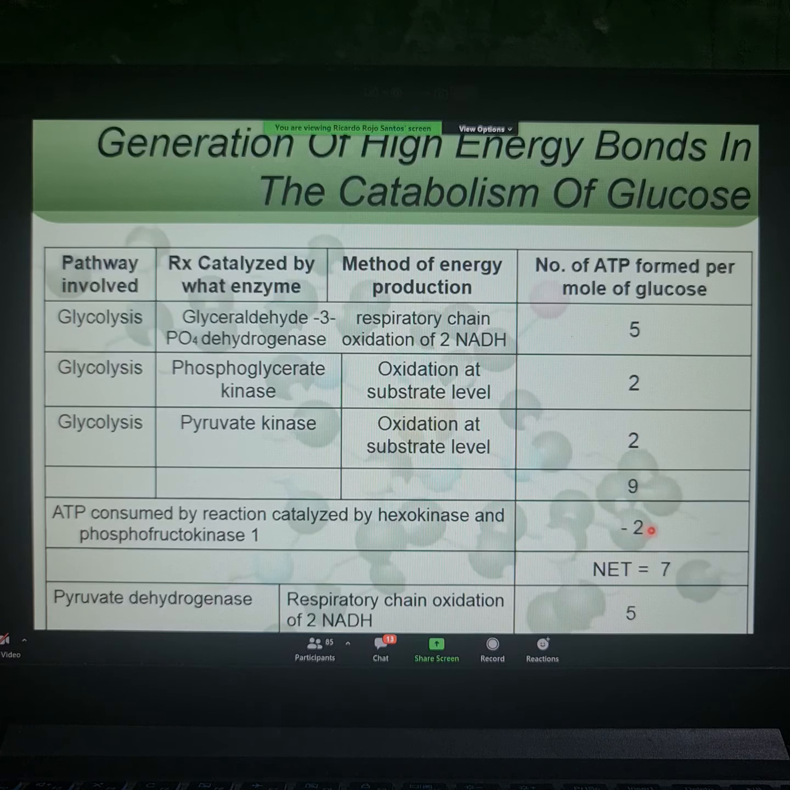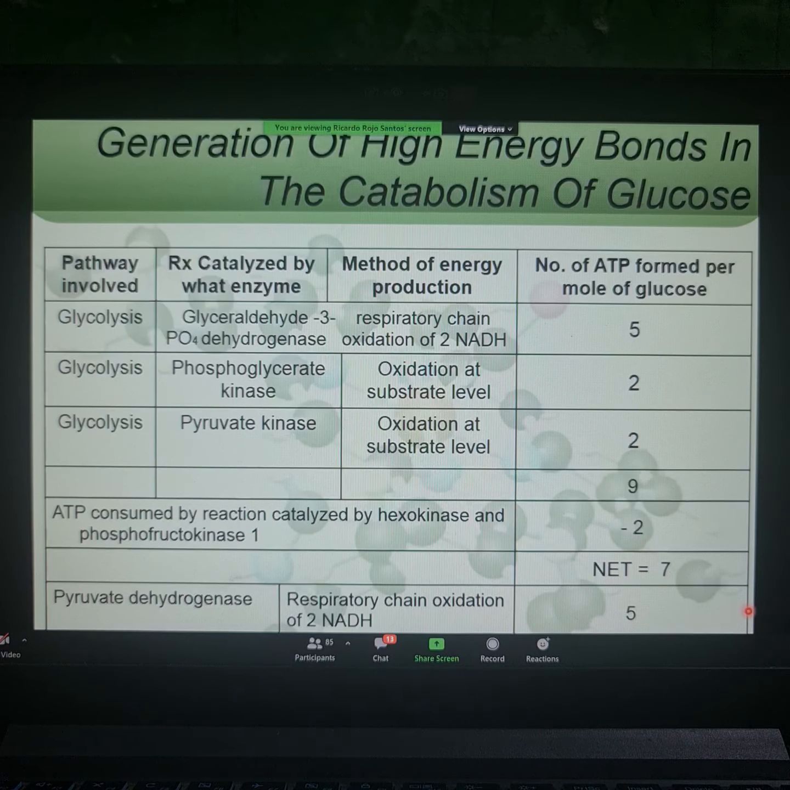You have to subtract the 2 ATPs that you use in the energy investment phase. Okay? So the net ATP production for glycolysis only is 7. And that is for every glucose molecule. Now, for the pyruvate dehydrogenase reaction that we're going to discuss.